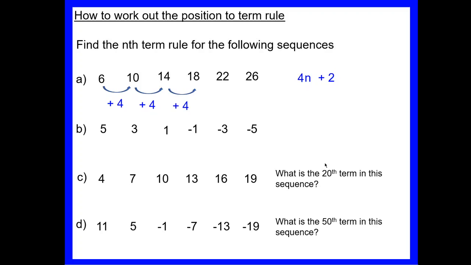From 5 to 3, we're descending, so we take away 2. From 3 to 1 is take away 2. 1 to -1 is take away 2. Again, always check a few of them. So we write down this time -2. Put an n after it. Now we've got -2 and we'd like 5.